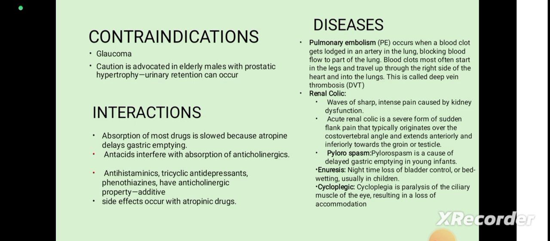Then we have pylorospasm. Pylorospasm is a cause of delayed gastric emptying in young infants. Enuresis: nighttime loss of bladder control or bedwetting, usually in children. Cycloplegia is a paralysis of the ciliary muscles of the eyes, resulting in loss of accommodation. So that was all about anticholinergics.